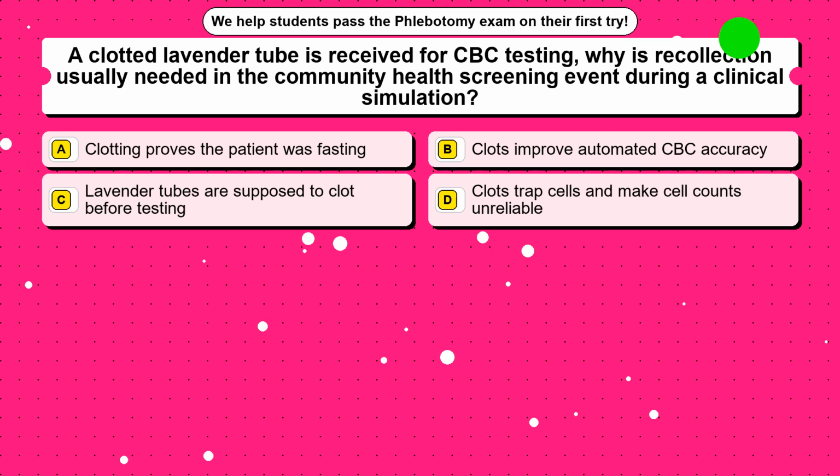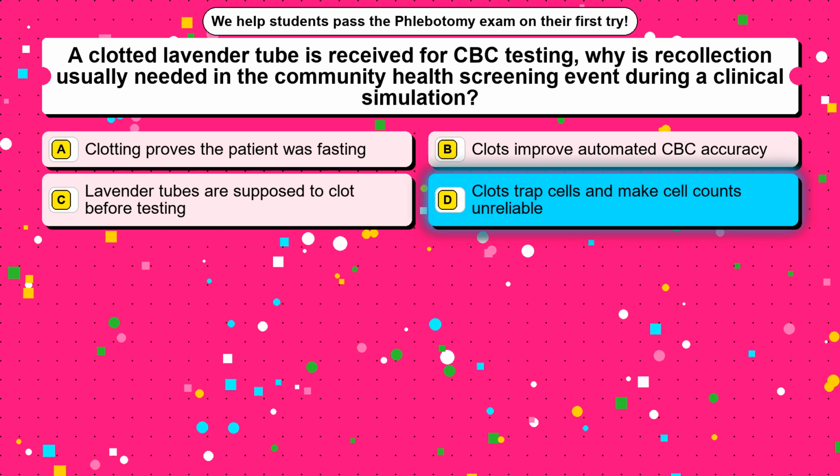Question 78. A clotted lavender tube is received for CBC testing. Why is recollection usually needed in the community health screening event during a clinical simulation? Option A, clotting proves the patient was fasting. Option B, clots improve automated CBC accuracy. Option C, lavender tubes are supposed to clot before testing. Option D, clots trap cells and make cell counts unreliable. The correct answer is option D.